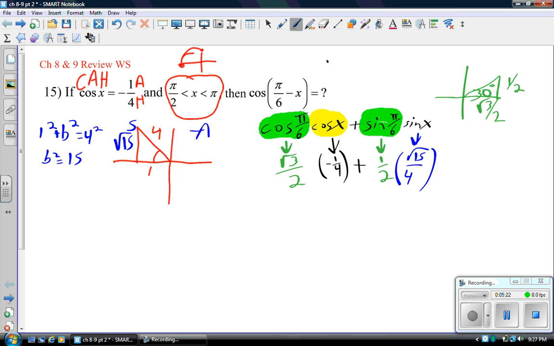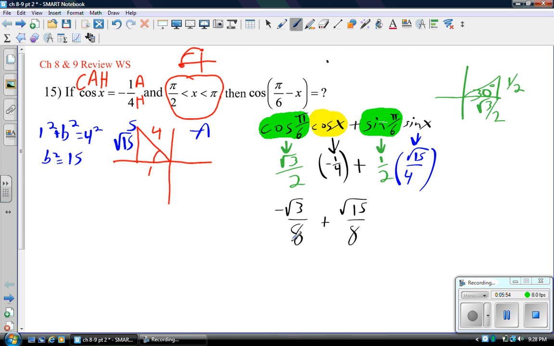So again, I was able to find these because I've done those forever. The problem gave me what the cosine was. Again, it's got to give me something. It gave me what the cosine of x was. I had to build the triangle in the correct quadrant to get the sine. Now it's just a matter of multiplying. So now this will become negative root 3 over 8 plus this will be root 15 over 8.